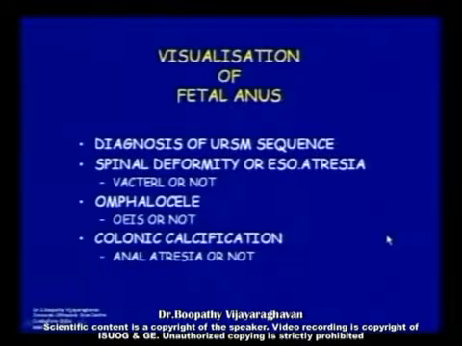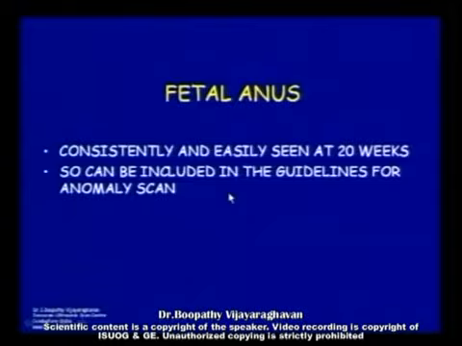So to conclude, visualization of the fetal anus is useful in diagnosis of URSM sequence. In spinal deformity or esophageal atresia, whether it is part of VACTERL complex or not, when you see omphalocele, whether it is an exstrophy complex or not, in colonic calcifications, whether it is anal atresia or not. So the fetal anus is consistently and easily seen at 20 weeks. That is very important. So it can be included in the guidelines for anomaly scan.